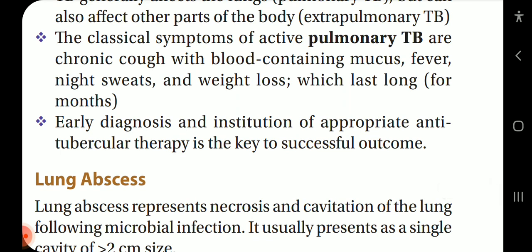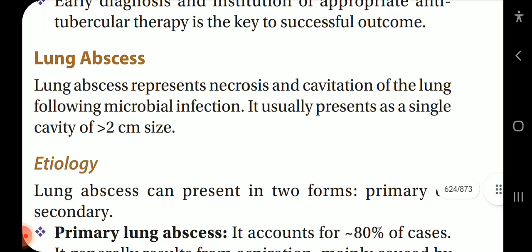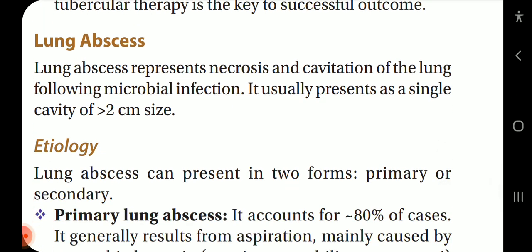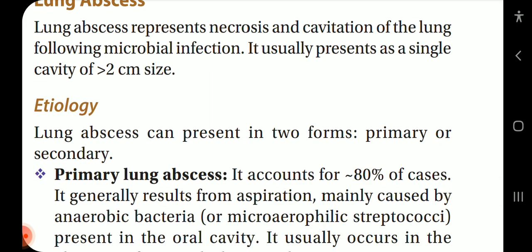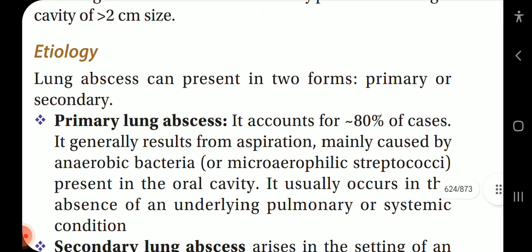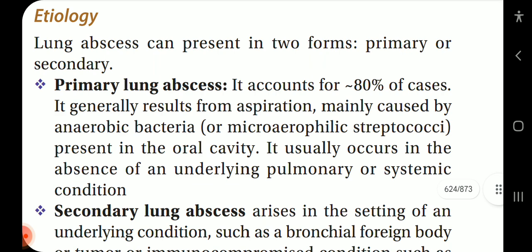The classical symptoms of active pulmonary TB are chronic cough with blood-containing mucus, fever, night sweats, and weight loss, which last for months. Early diagnosis and institution of appropriate antitubercular therapy is the key to successful outcome. Lung abscess. Lung abscesses represent necrosis and cavitation of the lung following microbial infection. It usually presents as a single cavity of more than 2 cm size.